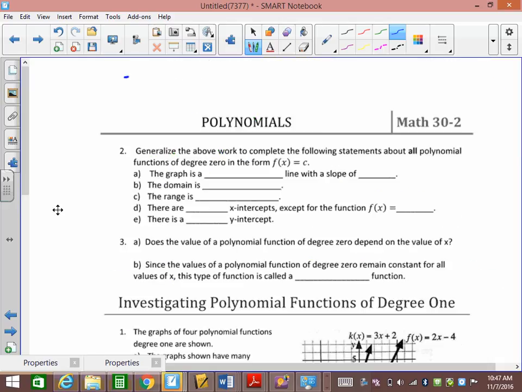So we're going to sum it up. Generalize the above work, or the previous page, I guess, to complete the following statements for all the functions of degree 0 in the form f of x equals c, where c is a number, like 1 or 2 or 3 or 4. The graph is of what line? What kind of lines were all of those? Linear, okay. More specifically? They're straight. More specifically? Horizontal. The graph is a horizontal line.